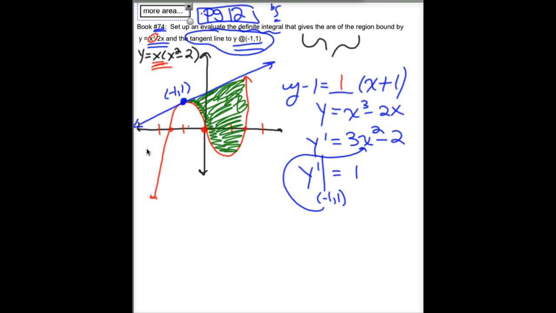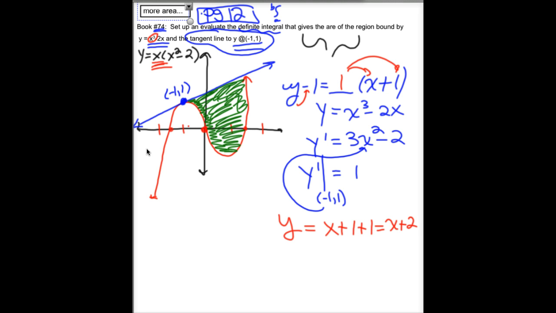Now to graph it, you should solve it for y. So I've got y equals x plus 1 plus 1. I'll add that 1 over to the other side. So my line is y equals x plus 2, and you should graph that on your graphing calculator as well so you can see it nicely. I'm not going to do that.